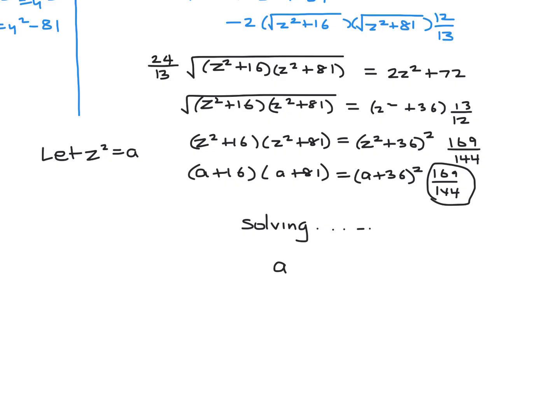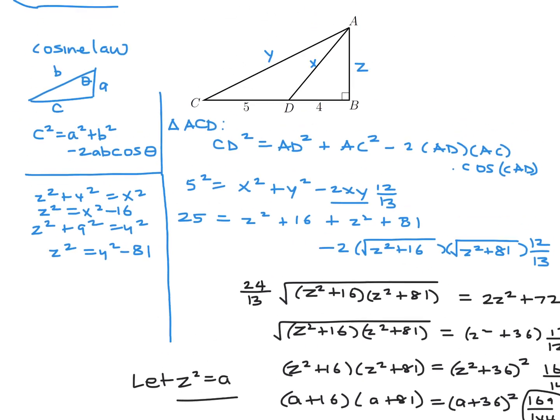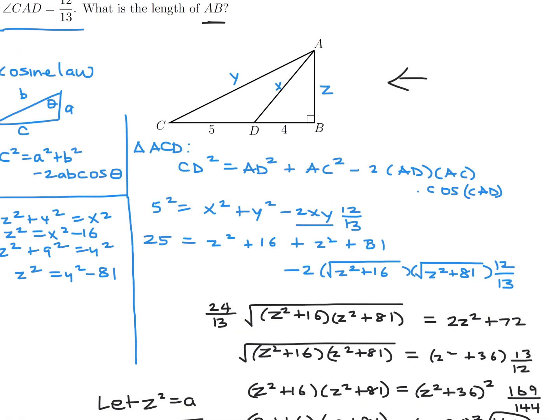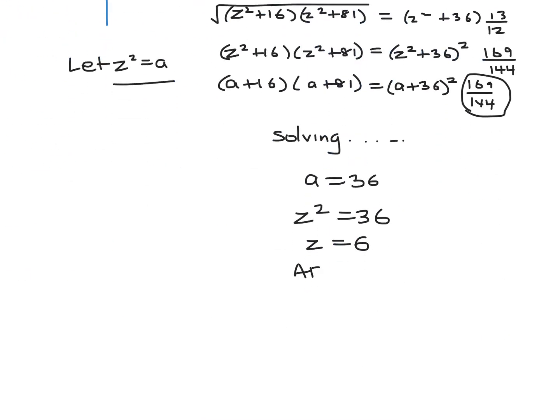And when you do, you get a equals 36. So that's the good news. And then since z squared is equal to 36, z is equal to 6. And z is what I had given to AB, as you can see from the diagram. So AB is equal to 6, and that is the answer to the question.